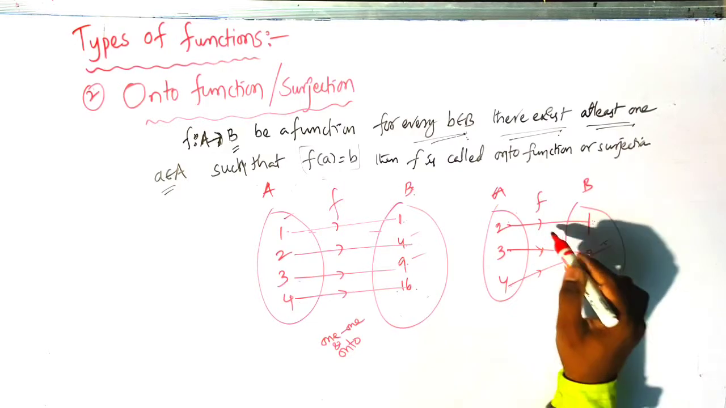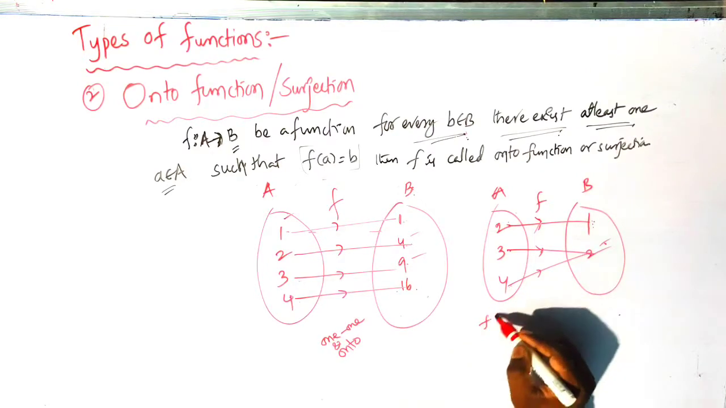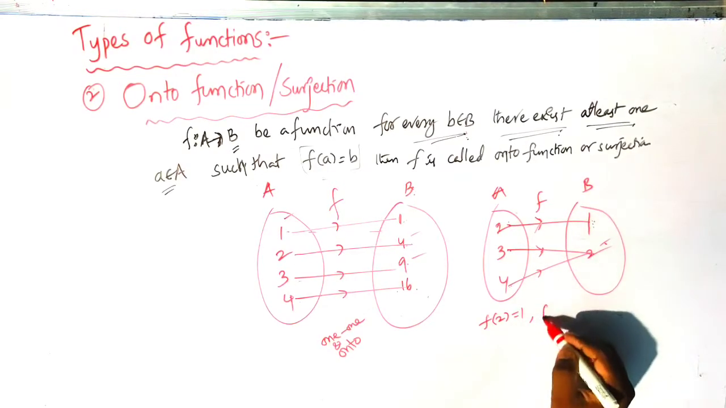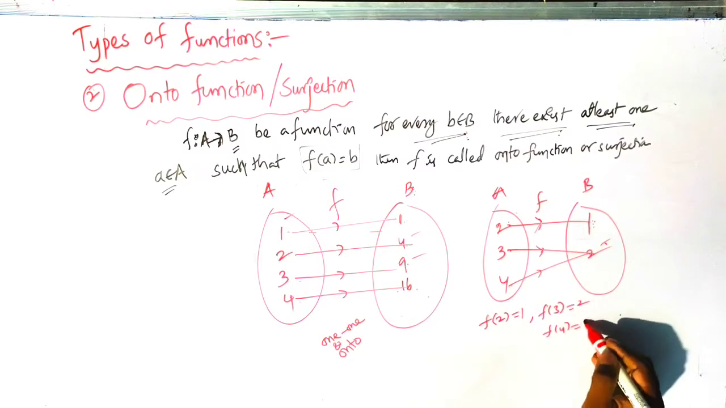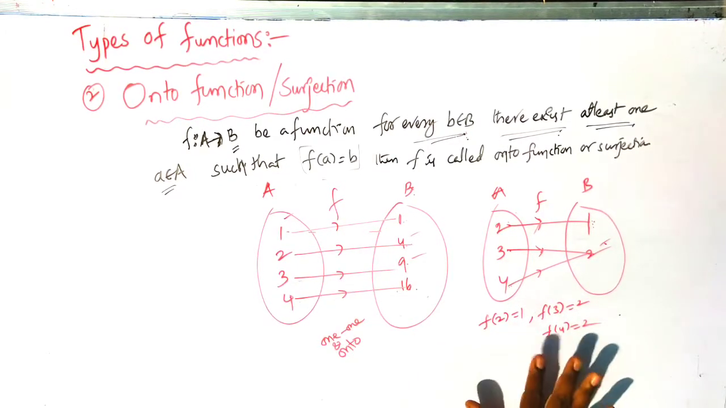So this is also surjection. Okay, so what is surjection? f of a equals to b. f of a, what is a? f of 2 is equals to b. What is b? 1. f of 3 is equals to 2. f of 4 also equals to 2. Clear? Right. So here this is an example for surjection only, not 1-1.